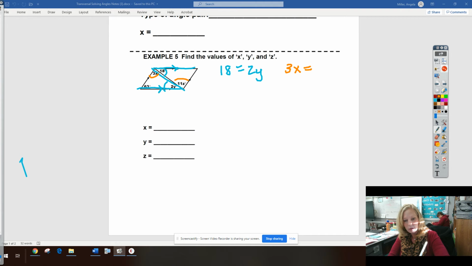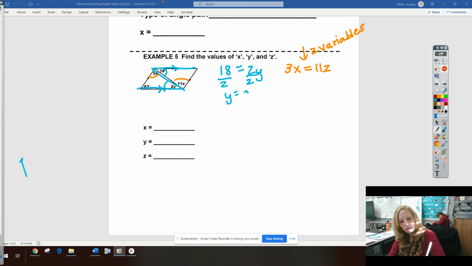3x equals 11z. Now here's a quick question. Can I solve this one right now? No, I have two variables, so we need some more information. But what I can do is solve 18 equals 2y. So let's look at that. 18 equals 2y, so divide by 2, and y equals 9. Look at that. That's my y. I'm going to put it right there, 9.